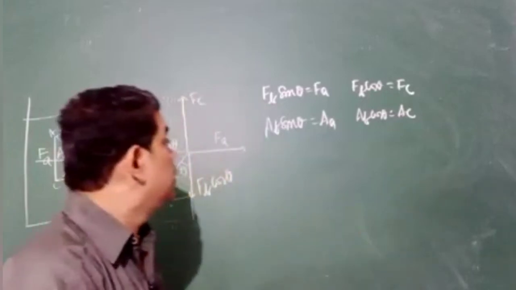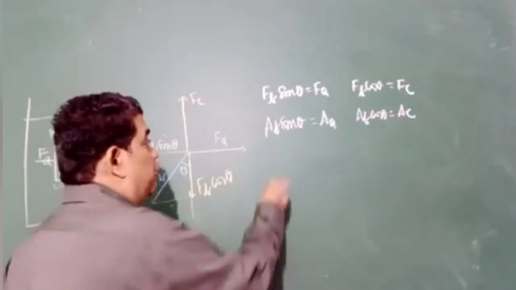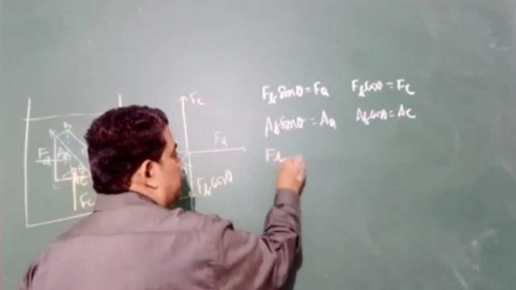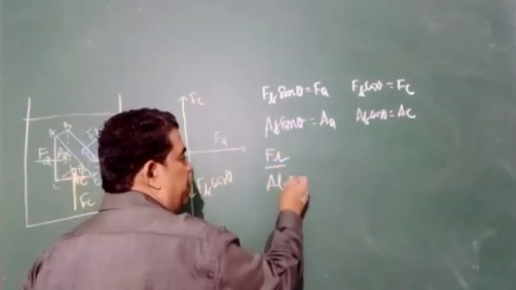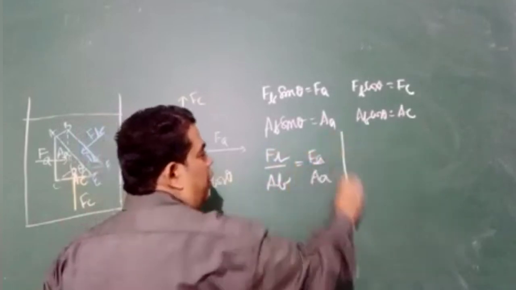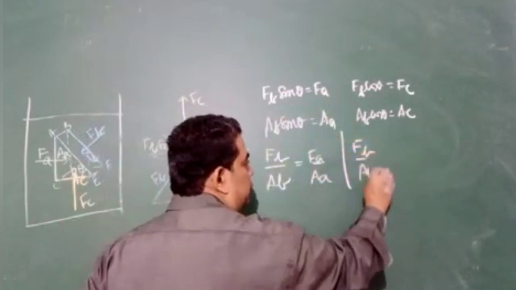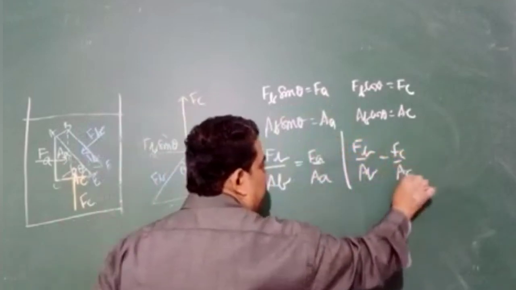What is it? We divide the corresponding sides there. What do we get? Sin theta cancels. FB by AB is equal to FA by AA. On this side, FB by AB again. What is there? FC by AC.